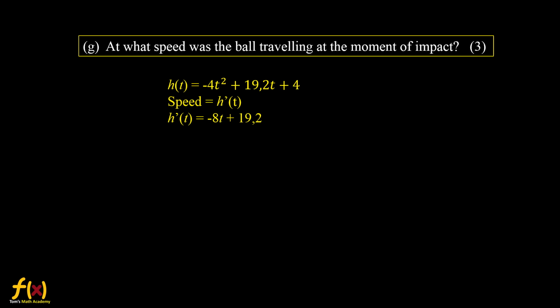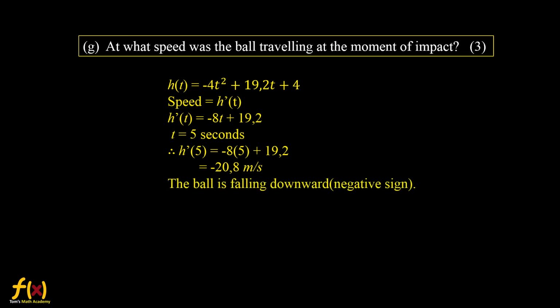Now h dash of t, what is the t here? What is the time? It's 5 seconds. Substituting 5 in the place of t, we get minus 20,8 meter per second. The answer is speed. Now we have a negative sign there. What does it represent? Look at this. The ball is falling downward. That's why we have the negative sign. Now our answer is the speed at the moment of impact equal to 20,8 meter per second. We don't mention the negative sign in the answer.